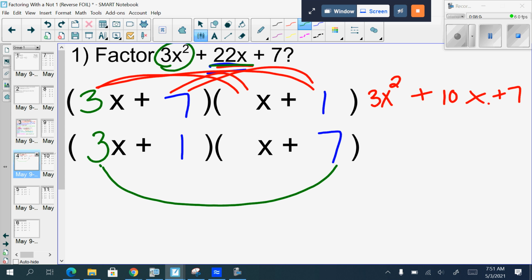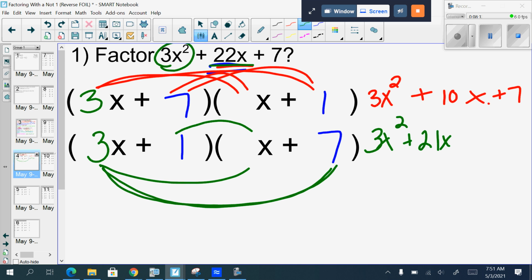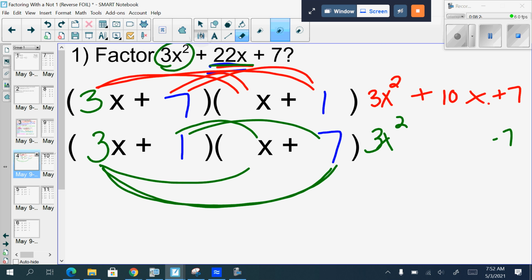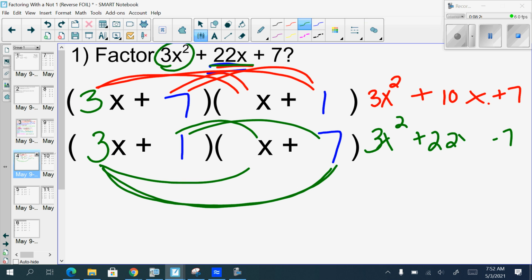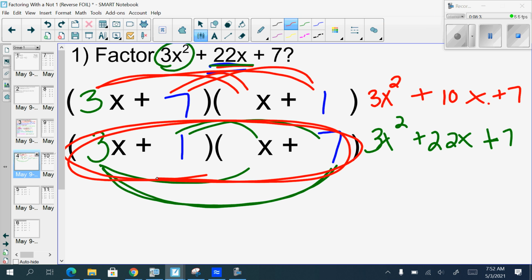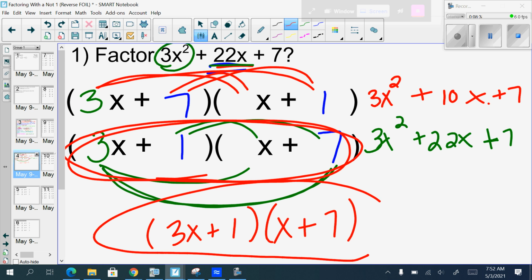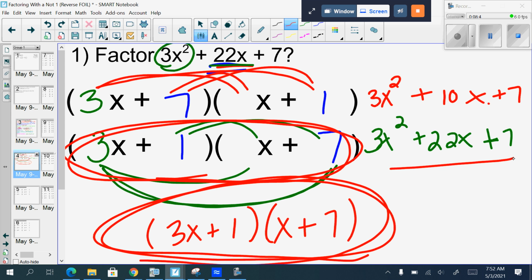But anyway, let's FOIL it. 3 times x is 3x squared. Outer that I already drew here gives us 21x. Inner, 1 times x. And last, 1 times 7. Again, look at your middle terms. 21 plus 1 is 22, and that's what we wanted. So this is now 3x squared plus 22x plus 7. And so that means this right here is our final answer. 3x plus 1 times x plus 7 is the correct factorization because when we FOILed it out, we got the original expression back again. Okay?